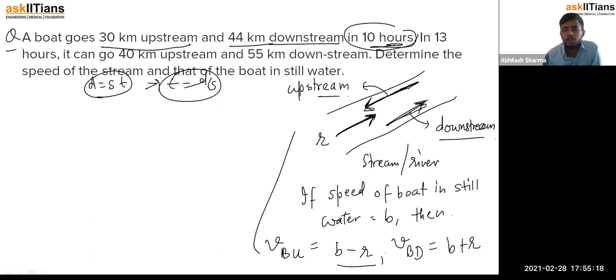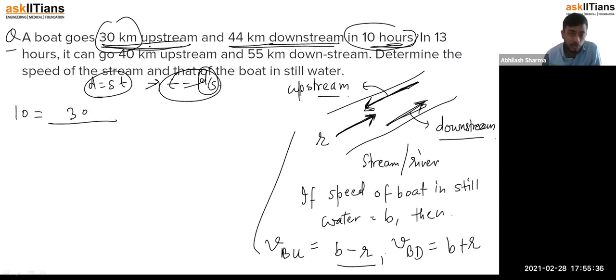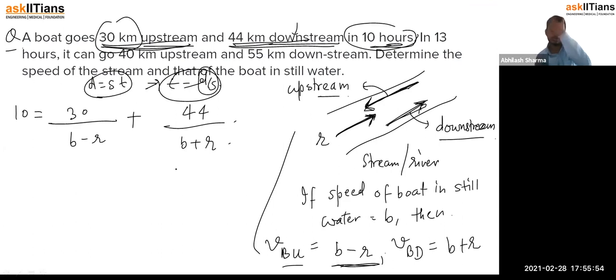So the total time of 10 hours that it took, what can we write it as? Time taken in the upstream journey plus time taken in the downstream journey. Time taken in the upstream journey would be equal to distance upon speed. What is the distance? 30 kilometers. What will be the speed of the boat when it is traveling upstream? It will be equal to b minus r, plus the time taken in the downstream journey, distance upon speed, which will be b plus r, right? So that's what we are getting.